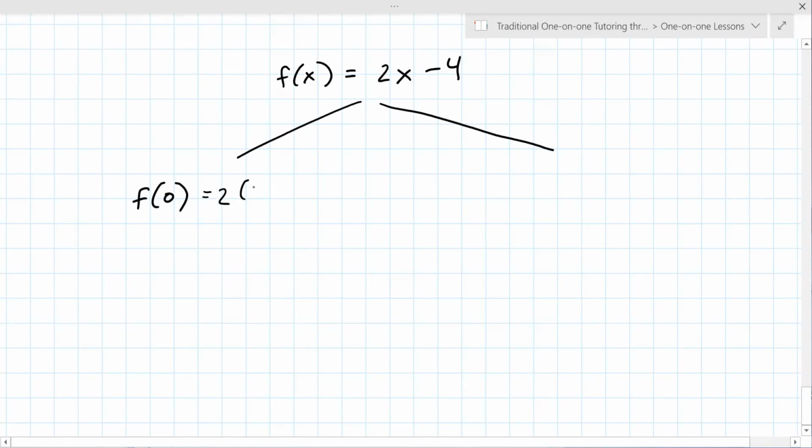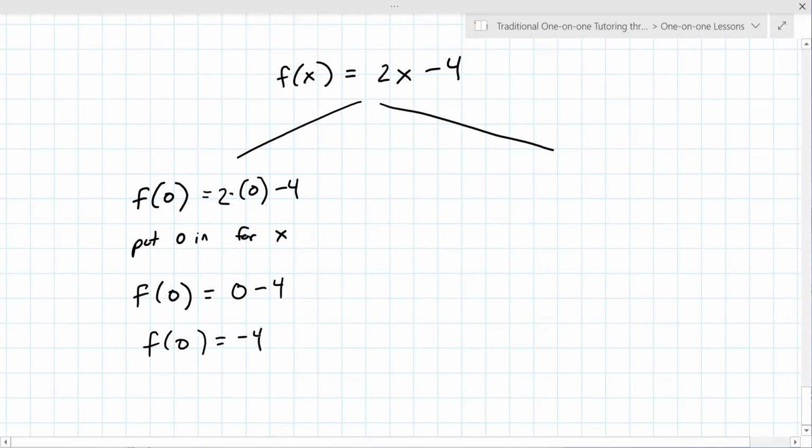Yeah. So f of 0 is 2 times 0 minus 4. What is 2 times 0? 0, and then minus 4 equals negative 4. Yes, it's not minus, it's negative 4.